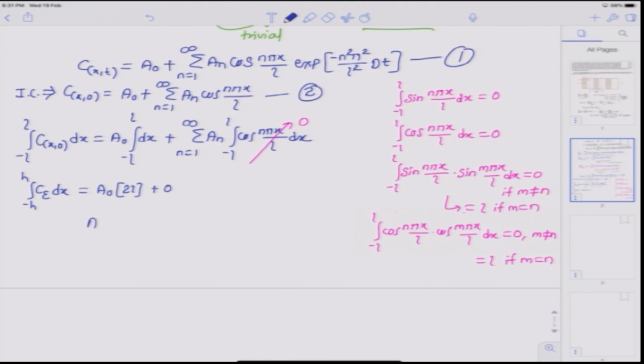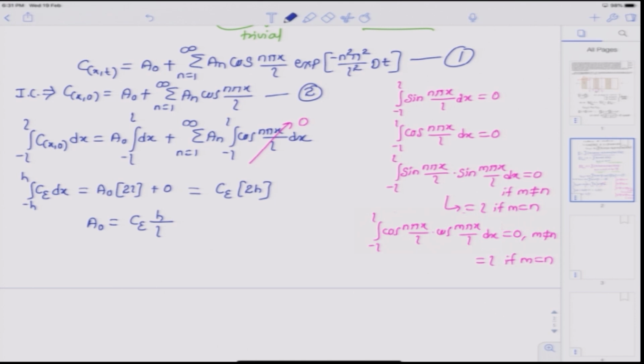So, we get a 0 is equal to C epsilon times h by L, because this integral on the left hand side here is nothing but C epsilon times 2h. So, you got the value of a 0.